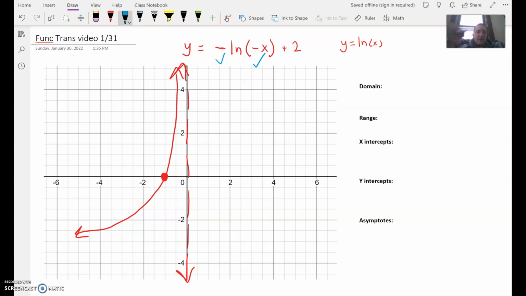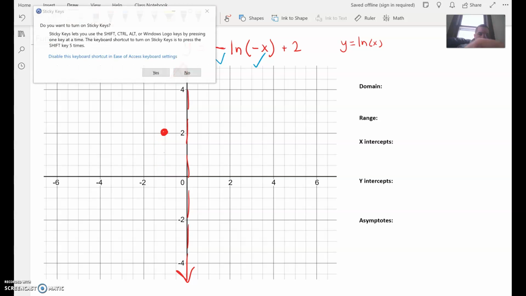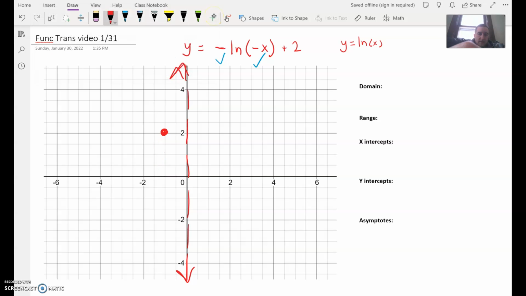Now we got to shift everything up too. 1, 2. Notice I didn't just go 2 tick marks because it's 1, 2. All right. And there it is. There's our graph. Final answer.